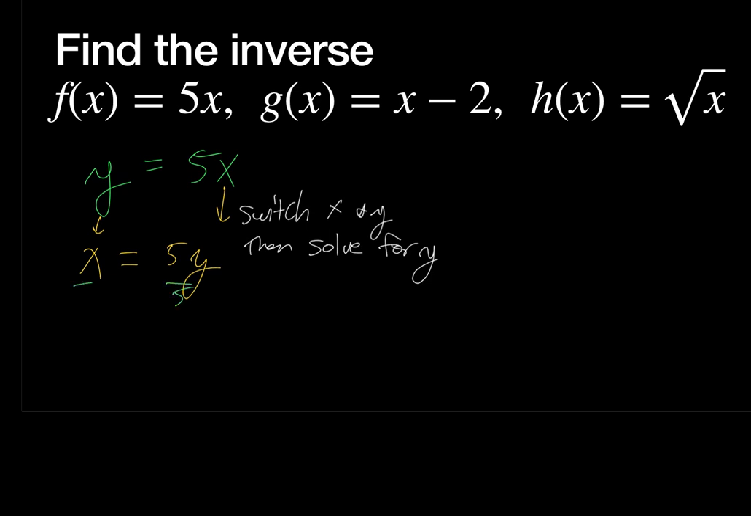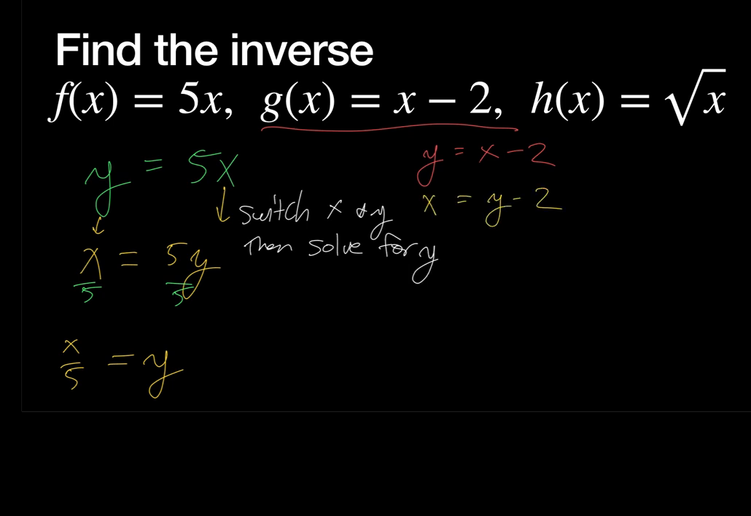Divide both sides by 5. Y equals x over 5. If I have this equation, I rewrite it as y equals x minus 2. Then I replace the x's with the y's. So instead of y, it's going to be x equals y minus 2. And then solve for y. Add 2 to both sides. Y equals x plus 2.